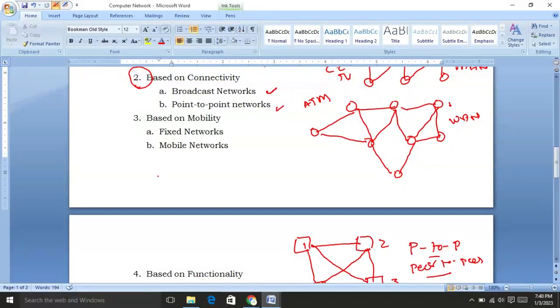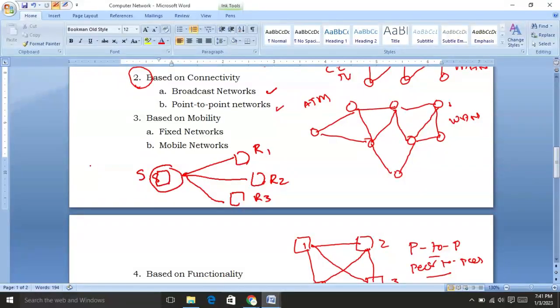Suppose there is only one source, that means only one node from where we are going to be sending the data. The remaining nodes are just receiving. They are not able to send back. They do not have the sending capability. They are all receivers. Here I represent R1, R2, R3 as the receivers and S as the sender. This network is the best example for radio and TV networks. The TV channels are all broadcasting networks.